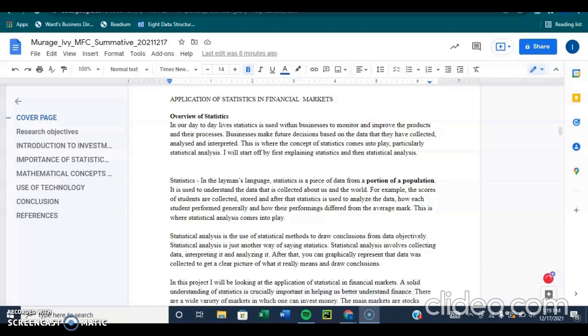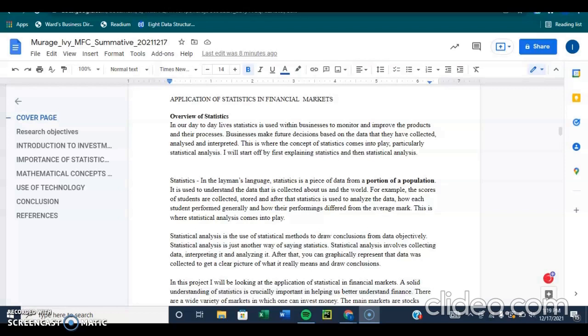I'm in cohort 1 and I'll be doing a presentation of the project that I did, which was the application of statistics in financial markets. I'll start off by giving you an overview of what statistics is, and then I'm going to show how statistics is applied in the financial market.